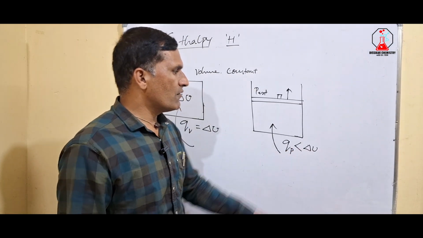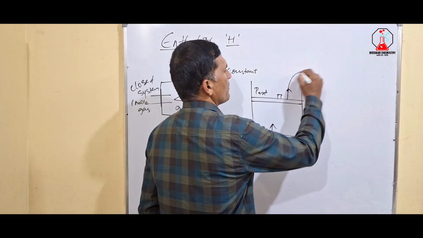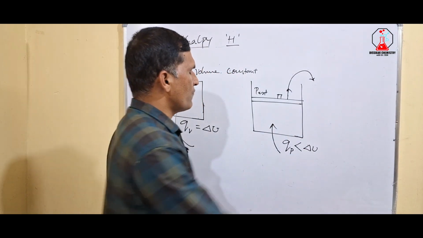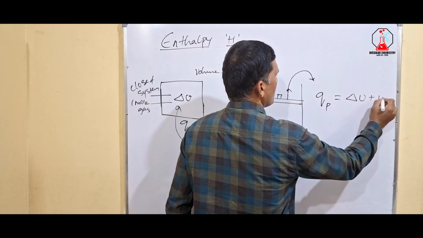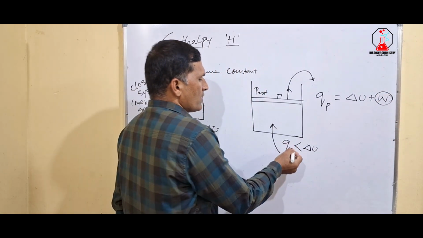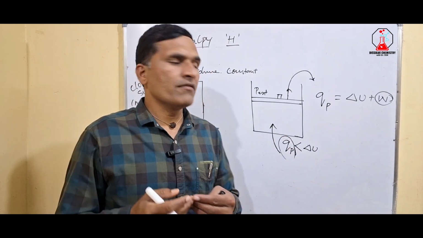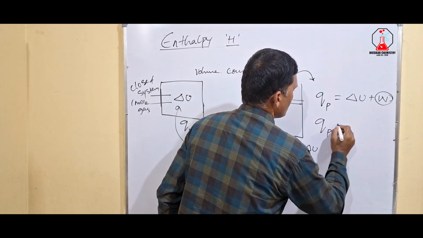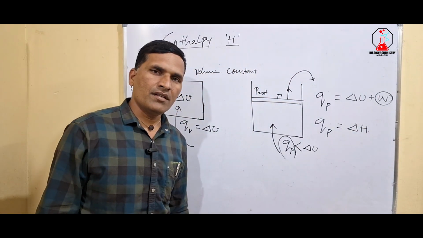As it is not equal to the change in internal energy, a certain amount of energy is given back to the surroundings in the form of expansion work. So therefore you write Qp is equal to delta U plus W, meaning a certain amount of work is being done. Now, the heat which is given at constant pressure to the system, we call that as what? Enthalpy change. Qp is equal to a new term we are going to introduce, that is change in enthalpy.